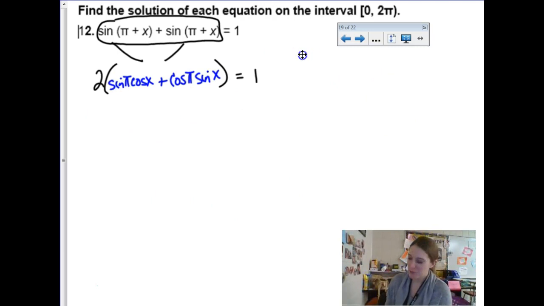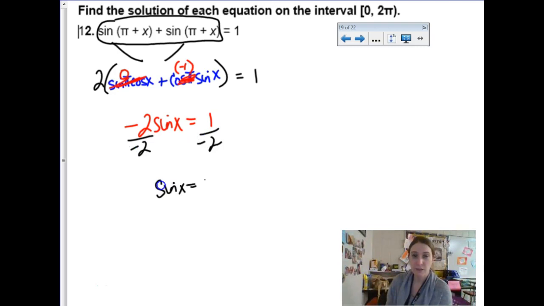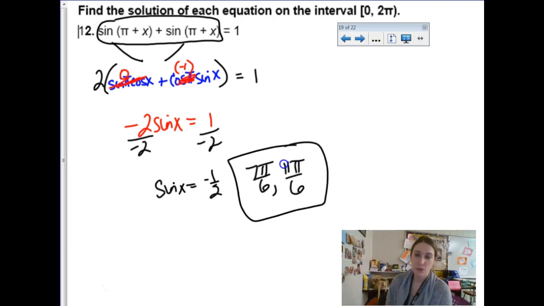Alright, let's talk about what we got here, guys. Sine of pi is 0, so this whole term's gone. Cosine at pi is -1, so you have 2 times -1 times sine x. So you have -2 sine x equals 1. And then solving for sine, I want to know where your sine is -1/2 on one rotation of the unit circle. So that would be the square root of 6 families with the -1. So that would be 7 pi over 6, right? Yeah, and 11 pi over 6. Awesome.